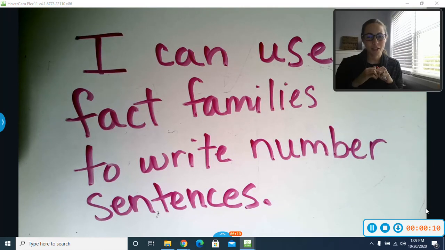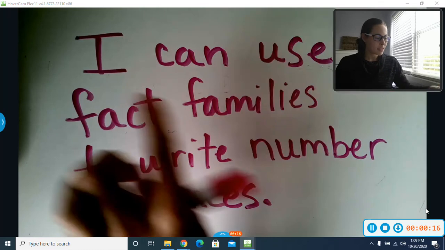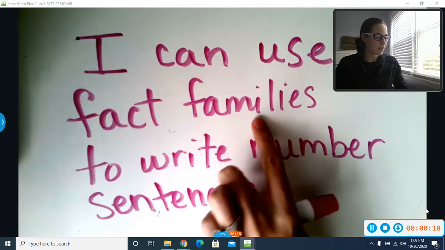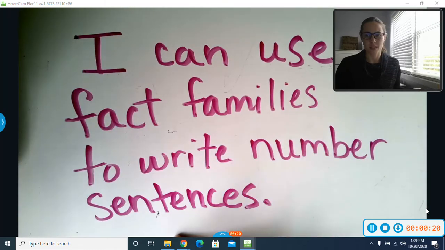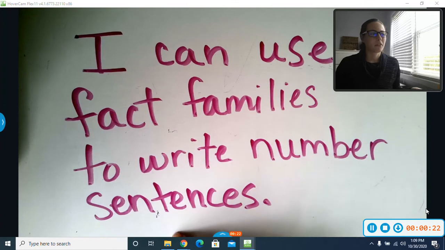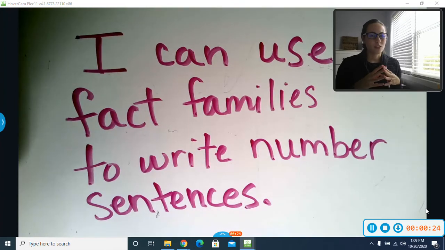Today we're going to be talking about something called fact families. So I have us started out here with an I can statement. It says, I can use fact families to write number sentences. Now, fact families are super cool. Did you know that using 3 numbers, you can make 4 number sentences? That is a lot of number sentences to write. But, boys and girls, you're going to do it with me today, okay? And I'm going to show you a fun way to remember fact families.